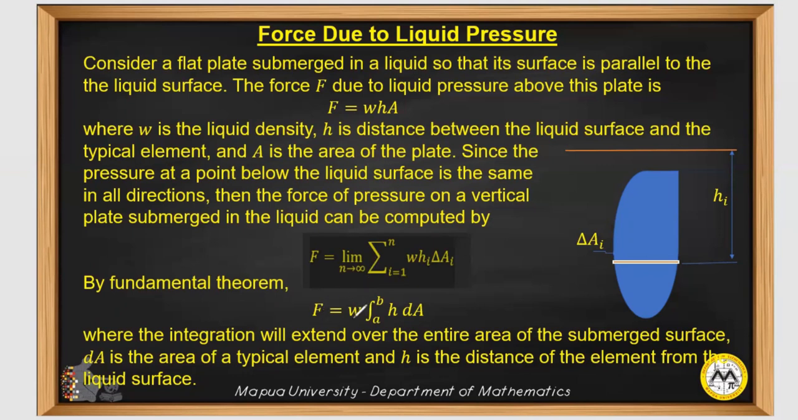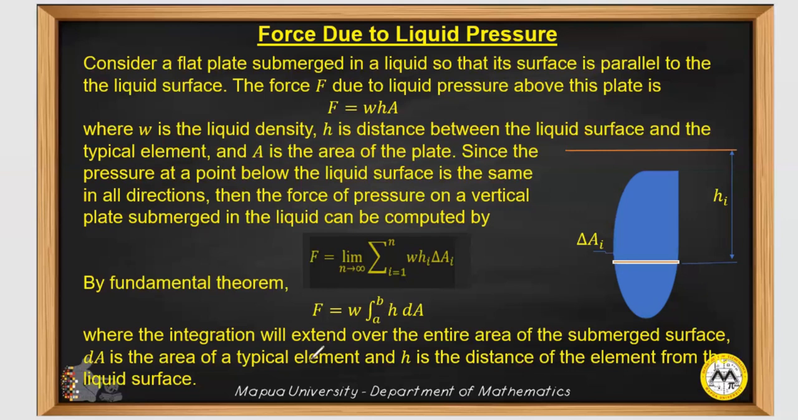F is equal to W, which is a constant, so we can write it before the integral sign, and W is the liquid density, times the integral of H, the distance between the typical element and the liquid surface, and dA, the differential of A, which is the area of the typical element. And we will extend integration over the entire area of the submerged surface.